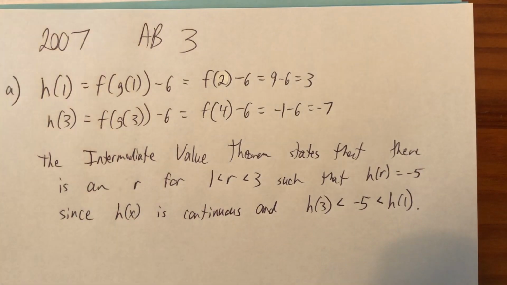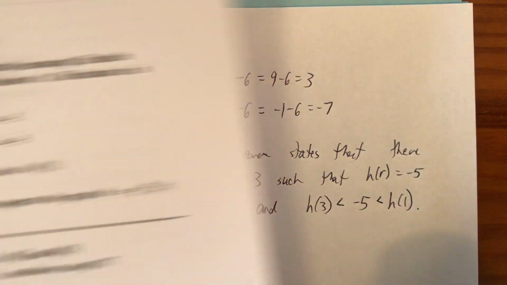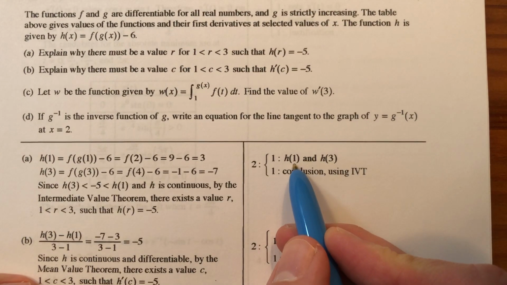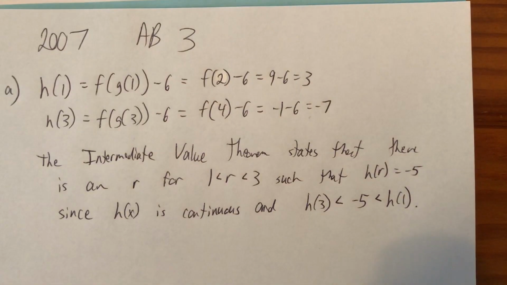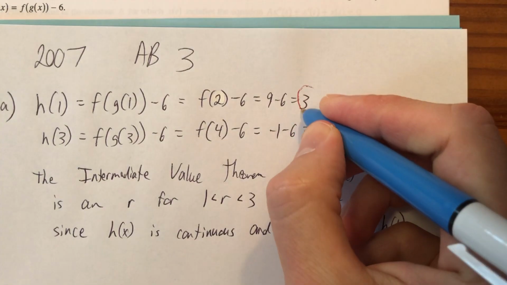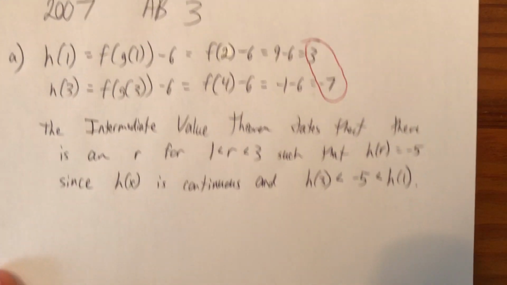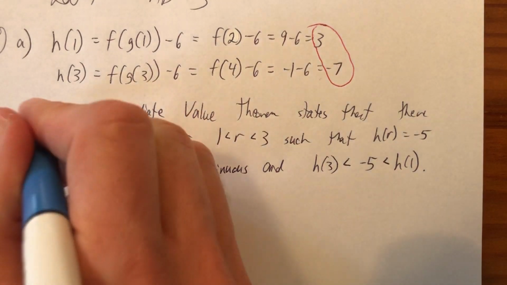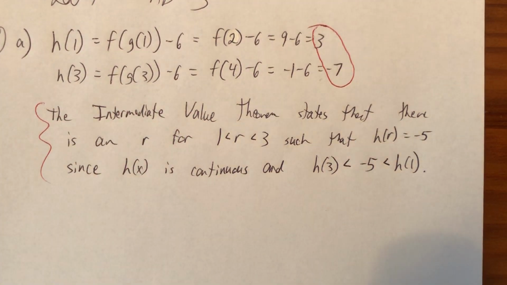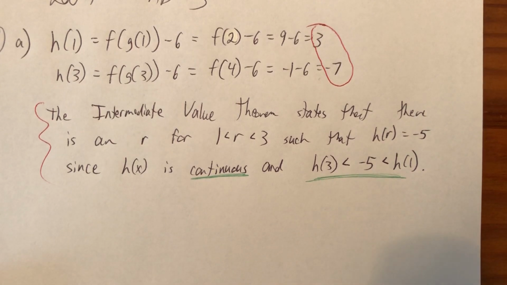That's really it. And so when I look at the answer key, you get a point for finding out what h of 1 and h of 3 are. So there we go. Here's a point right there. And you also get a point for all of that. Now, it doesn't have to be worded exactly like that, but let me switch colors here. I know you need that, and I know you need that. And you need to say this word, or you need to say IVT.